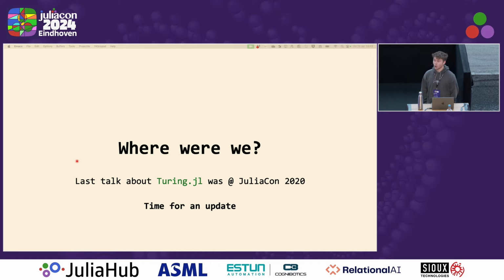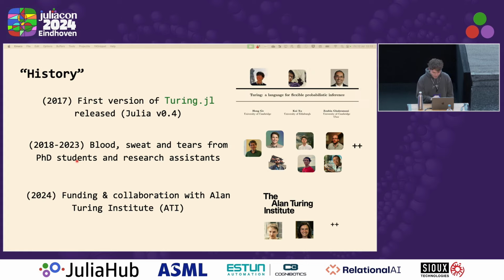Turing has been around for quite a long time. To show you briefly, it started out when Julia was at 0.4. The last talk about Turing.jl and related stuff, I think, was at JuliaCon 2022, so it's been quite a while now. I figured it was time for an update. I'm going to tell you briefly about the history of it.